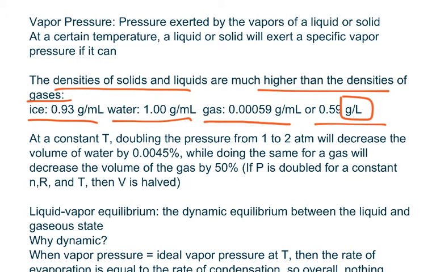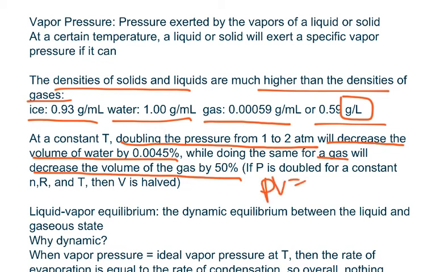At a constant temperature, doubling the pressure from 1 atm to 2 atms will decrease the volume of water by 0.0045%. So basically, doubling the pressure does not really change the volume of water or any other liquid or solid. But if you double the pressure from 1 to 2 atms for a gas, the gas will decrease its volume by about 50%. And this is because in PV equals nRT, if we double the pressure for a constant n, R, and T, then the volume will be halved, or 50% of the volume will be lost.